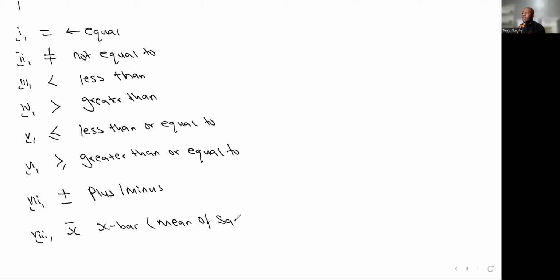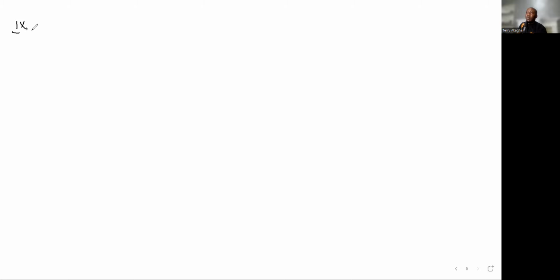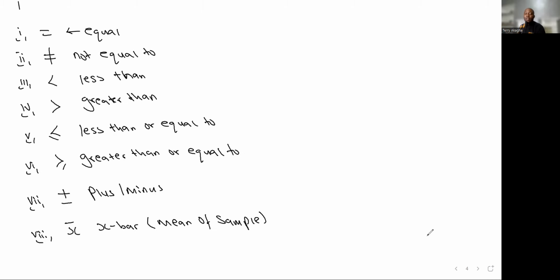If you want to say the mean of a particular sample, not the population but the sample, because the sample is a subset of a population, it uses the X bar. But if you want to do it for the population, we use the mu. This is the mu sign. The mu is the mean of the population, while the X bar is the mean of a sample.